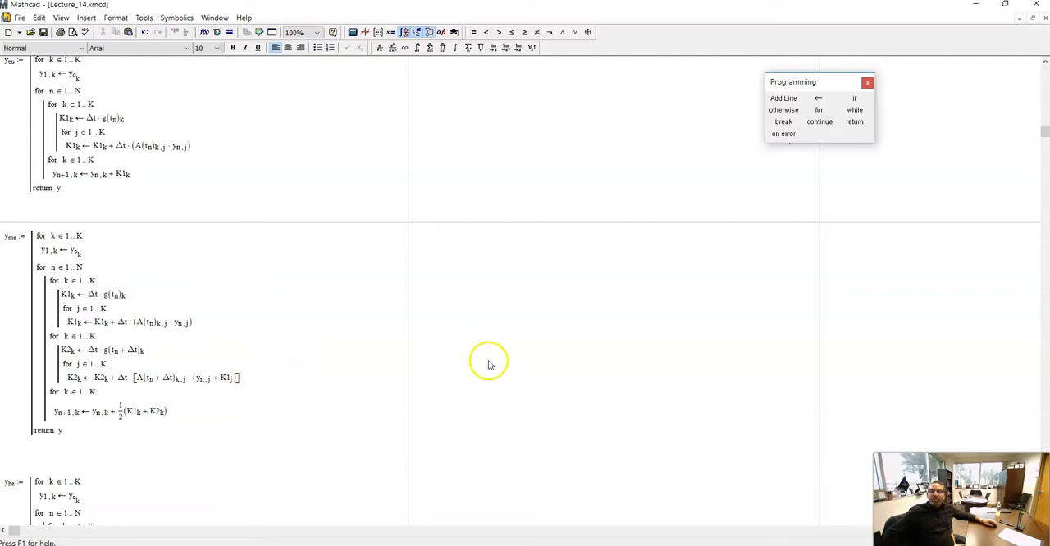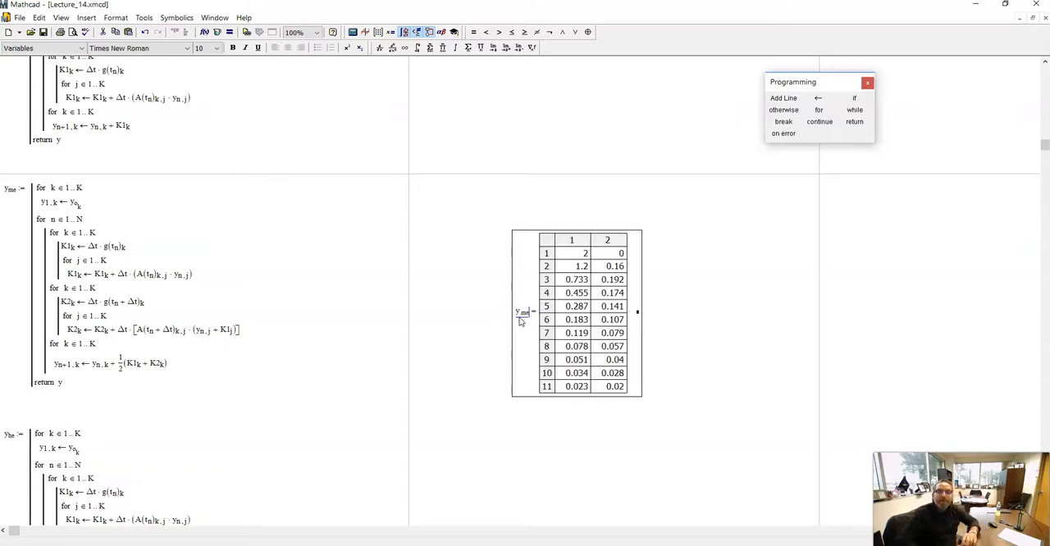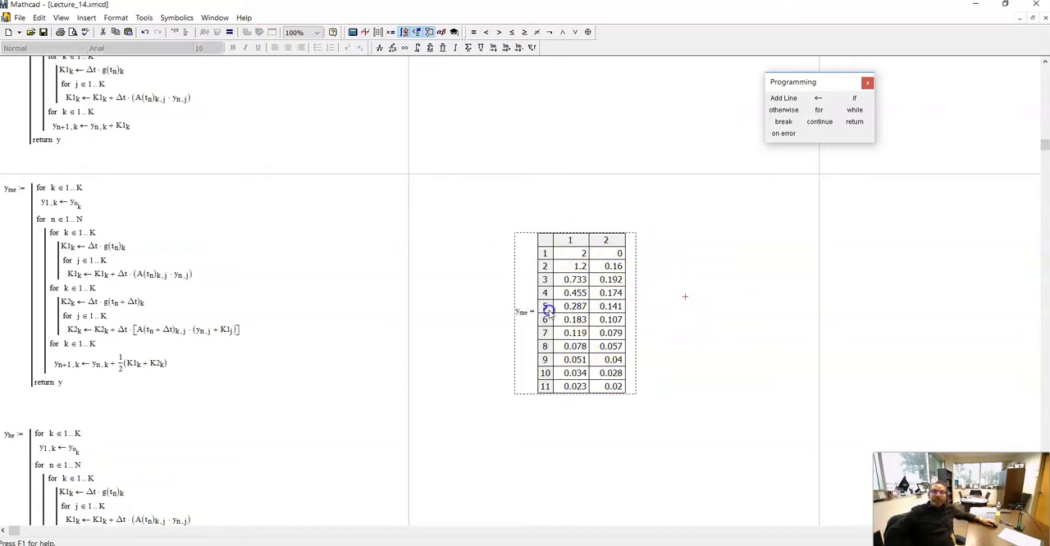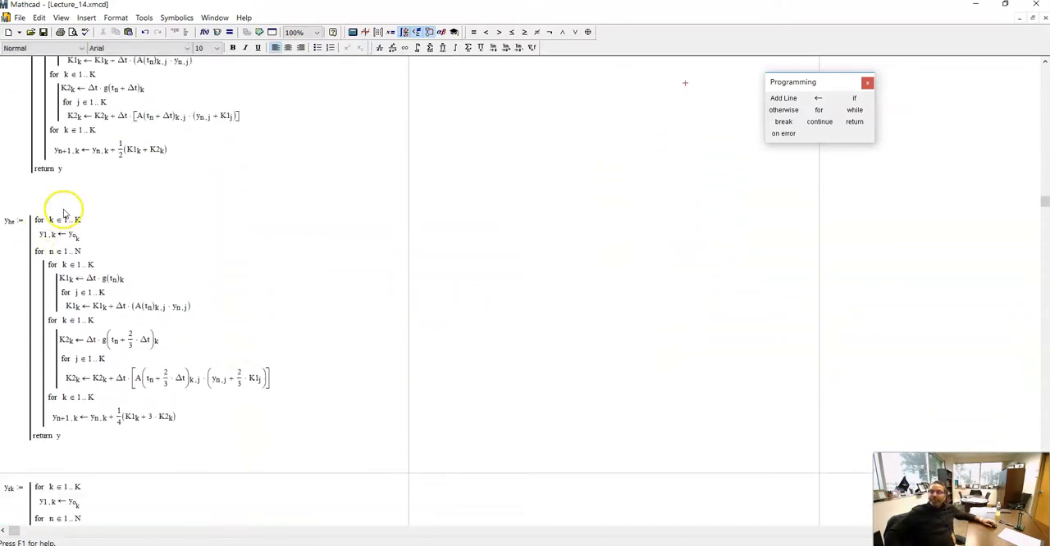So again, I can print the modified Euler right next to it. So if I print y modified Euler, I get the same thing, an 11 by 2 array that has the approximation for each of the time steps of each of the state variables. Then I can do the same for the Heun's method, the same exact process for the Heun's method.